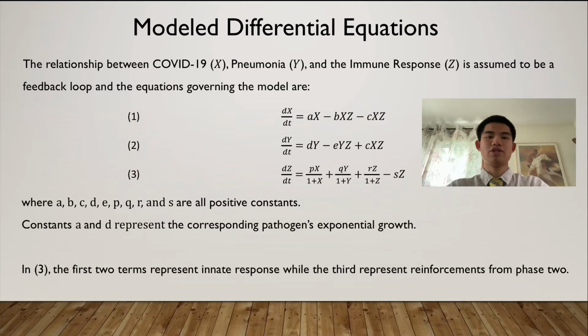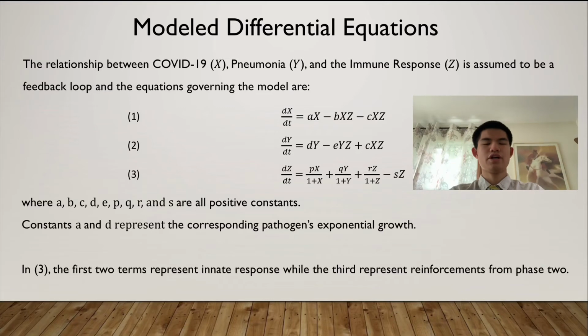The relationship between COVID-19, represented by variable X, pneumonia, represented by variable Y, and the immune response, represented by variable Z, is assumed to be a feedback loop, and the equations governing such a model are displayed on the screen. Equations 1, 2, and 3. In equation 1, the AX term represents the exponential growth of COVID-19.